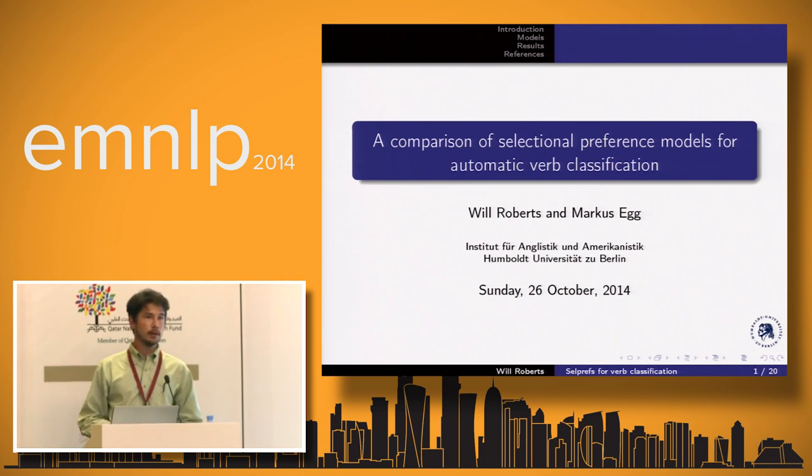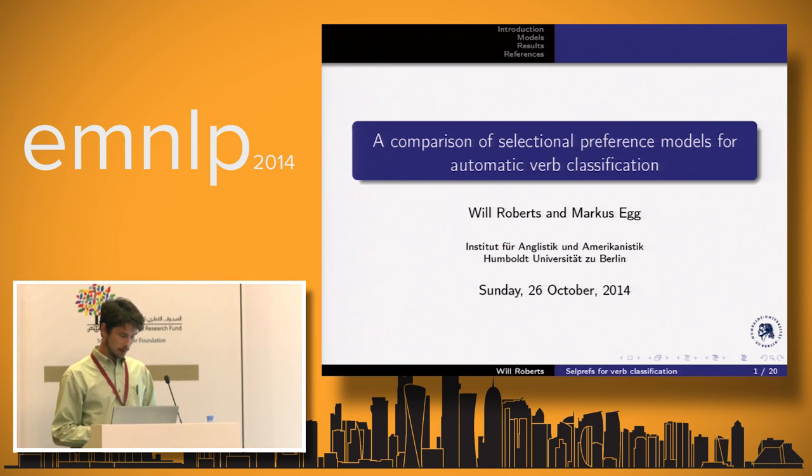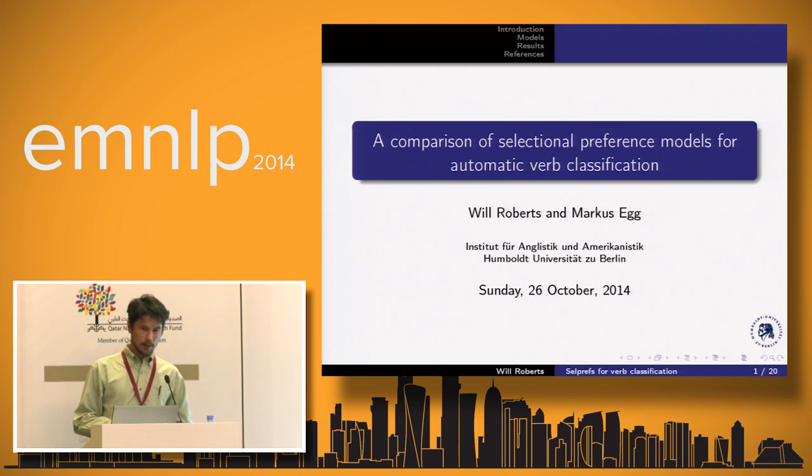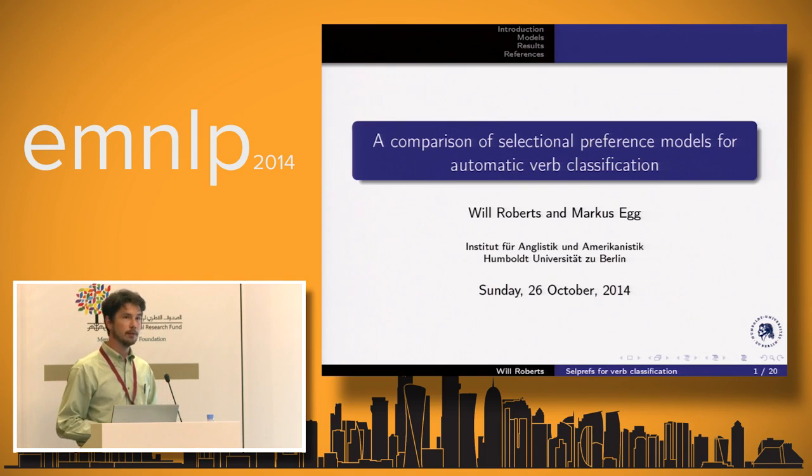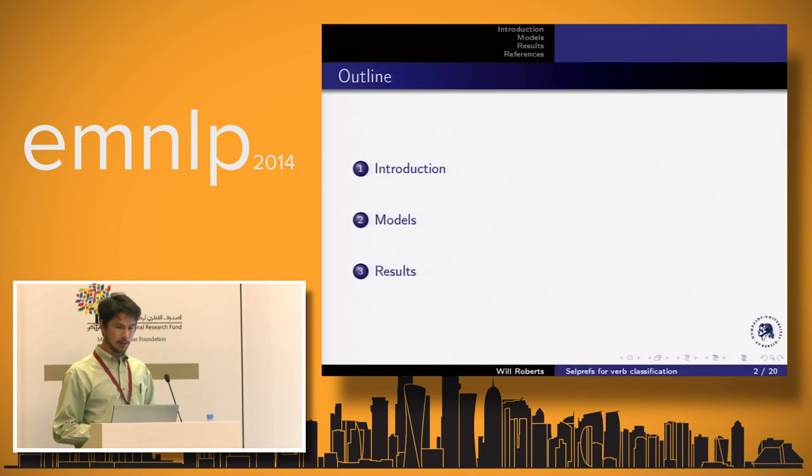Good afternoon, everyone. My name is Will Roberts, and I'm here to present the results of some experiments that we've been doing in Berlin to compare selectional preference models on the task of automatic verb classification.